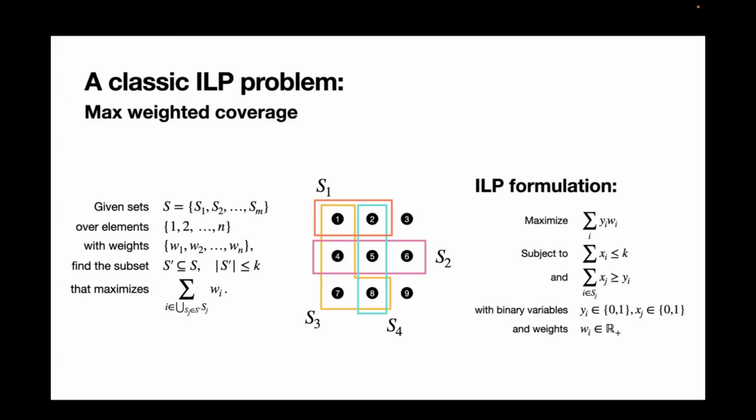Then we have another decision variable x, and x sub j is 1 if we have selected set j, and 0 otherwise. So we have the constraints that the sum of all of the x must be less than or equal to the total number of sets that were permitted. And for each element, the sum of all of the x's corresponding to all of the sets that contain that element must be greater than or equal to 1.